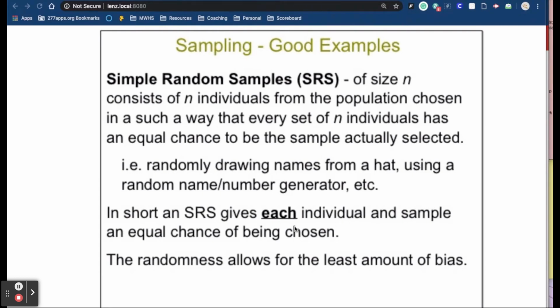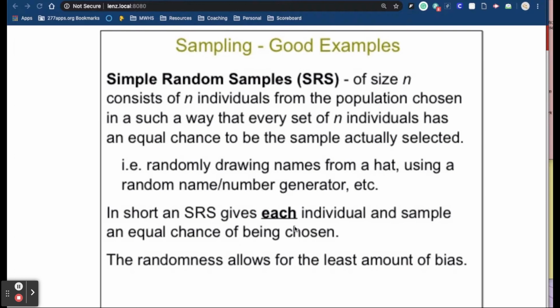It doesn't matter their grade. It doesn't matter what classes they take. It doesn't matter their gender, anything like that. But you just randomly select a group of 100 people. There's many different ways that you could do it. The old fashioned would be like drawing names out of a hat, although that's not realistic. So maybe you use a name or a number generator, which I'm going to show you how to do on your calculator in a second.